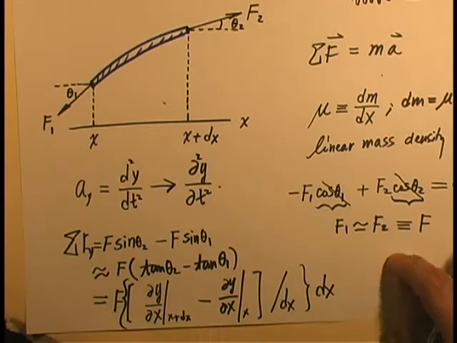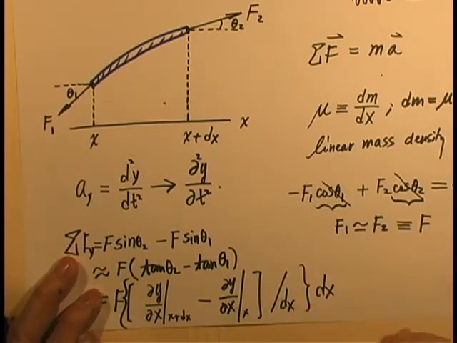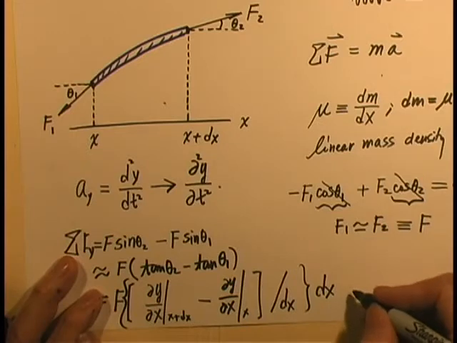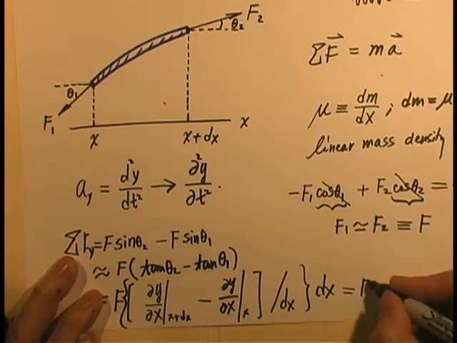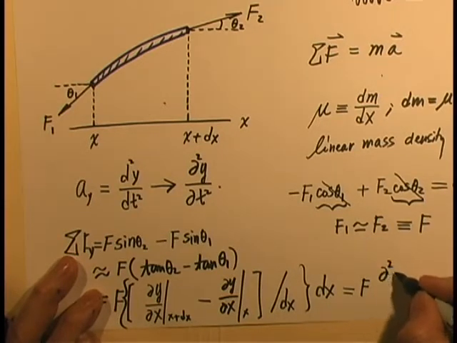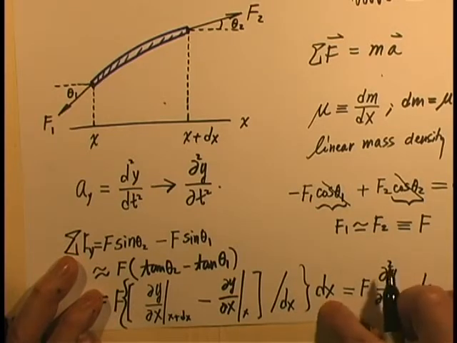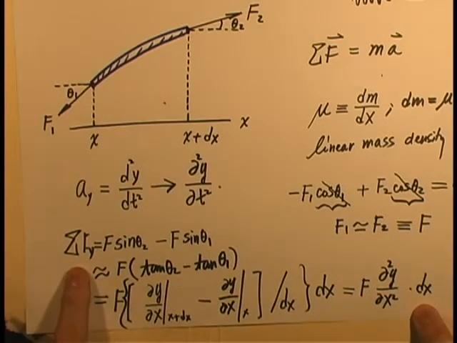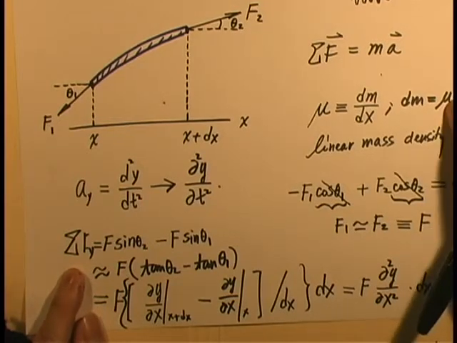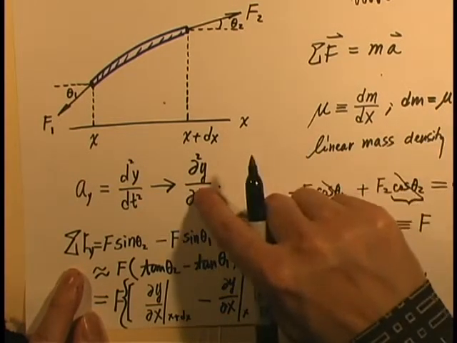Aren't we getting the derivative of this function, partial y, partial x? Right? So it is the derivative of partial y, partial x. In other words, it is the second derivative of y with respect to x. So finally we find that this really is just f times the second derivative of y with respect to x. And don't forget there is an extra dx here. So this is the net force in the y direction. This is the mass. And this is the acceleration.